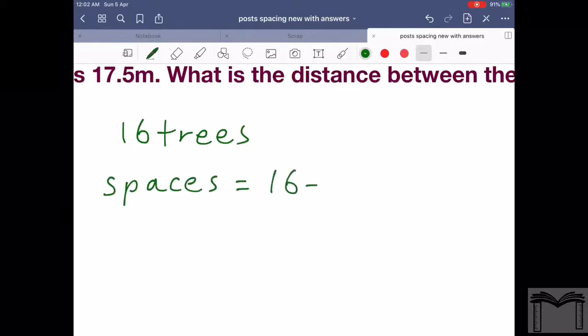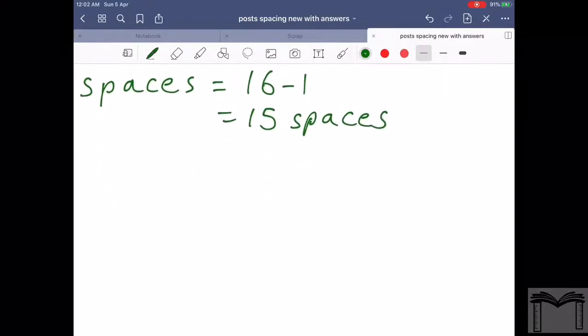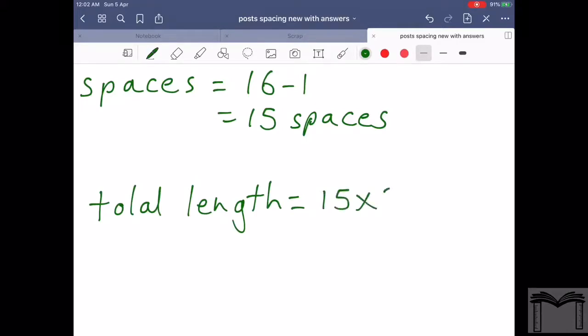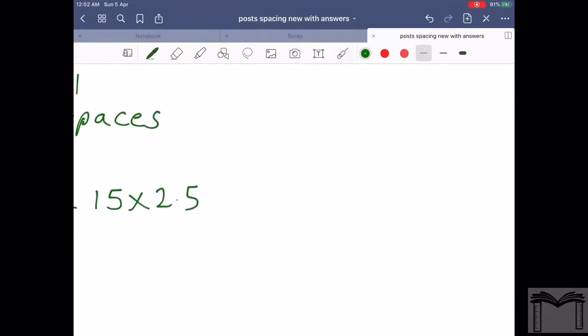So we know that there are 16 trees, so the spaces would be the number of trees minus 1. 16 minus 1 is 15. So the total length of the distance would be 15, the spaces, multiplied by the length of the space, or the spacing, which is 2.5. So 15 multiplied by 2.5. So 5 by 5 is 25. Keep the 5, carry across the 2. 1 5 is 5 plus 2 is 7.